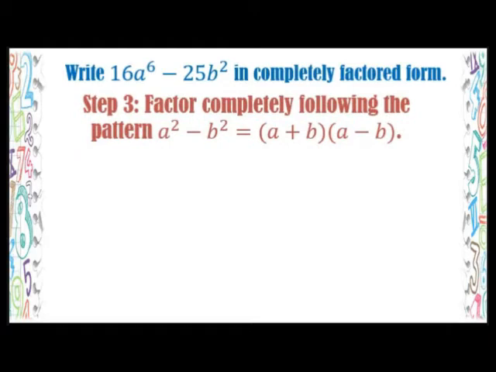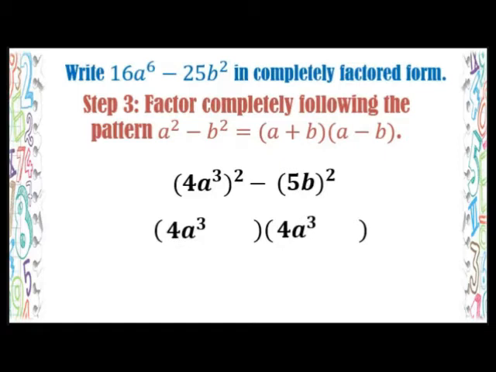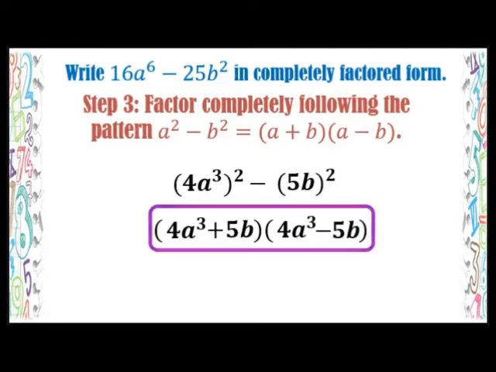Step 3. Factor completely following the pattern a squared minus b squared is equal to a plus b times a minus b. So from the square of 4a cubed minus the square of 5b, we will take the two binomial factors. The first term is 4a cubed, the plus and the minus sign, and the second term is 5b. So the completely factored form of 16a raised to 6 minus 25b squared is 4a cubed plus 5b times 4a cubed minus 5b.